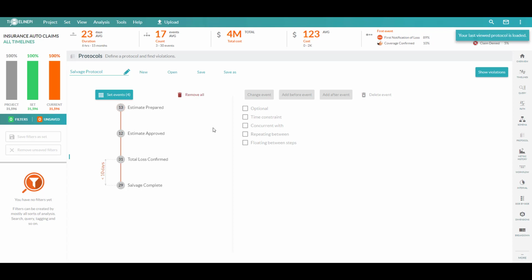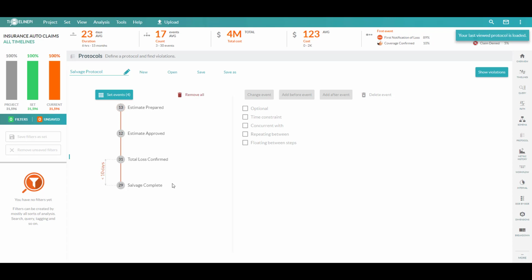So what we have here is a salvage protocol that says we're going to do a lot of different things with our claims, but once we know that we have a total loss on our hands and the vehicle needs to be salvaged, within 10 days we need to have record of that salvage being completed. Otherwise, that vehicle is essentially sitting on a lot somewhere as a depreciating asset rusting away. So once we've got an estimate prepared and it's been approved, we have a total loss confirmed, within 10 days it needs to be salvaged.